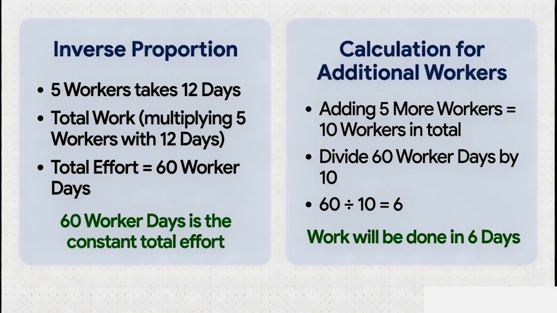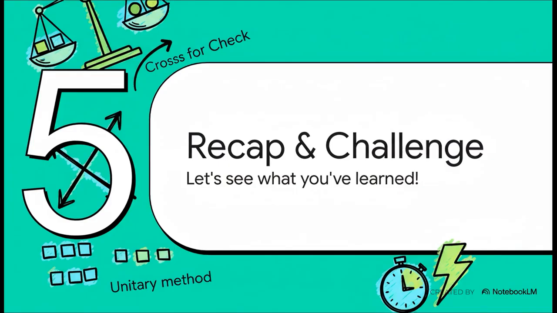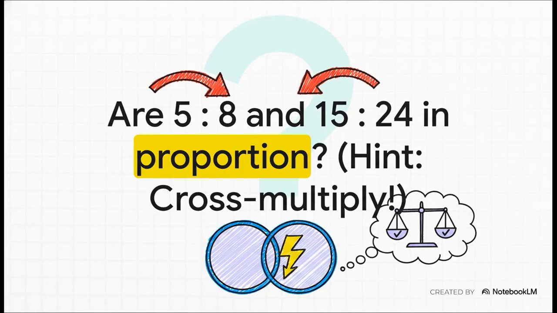See? Wow! You have learnt so much today. You've tackled proportions, the cross multiplication check, and the unitary method. So I think it's time for a quick challenge just to see what you've learnt. You ready? Okay, challenge number 1. Are 5 is to 8 and 15 is to 24 in proportion? I'll even give you a hint. Use that cross multiplication superpower. Take a second, do the math, do the answers match?